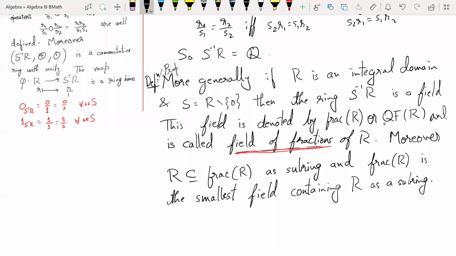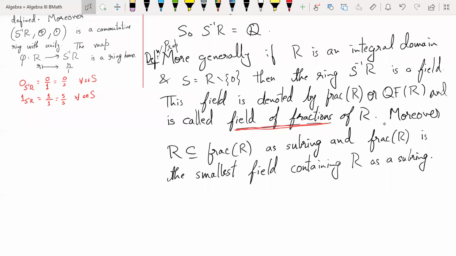Sir, shouldn't it be some subring that is isomorphic to R, not R itself? Because in frac R we're taking the equivalence classes. Yeah, sure. So maybe if we want to distinguish it, then yeah, sure. So we'll identify the image. Let's just put it this way.